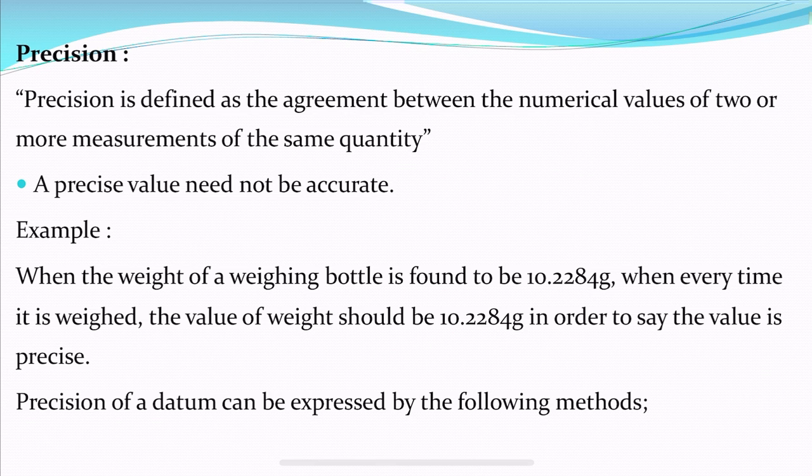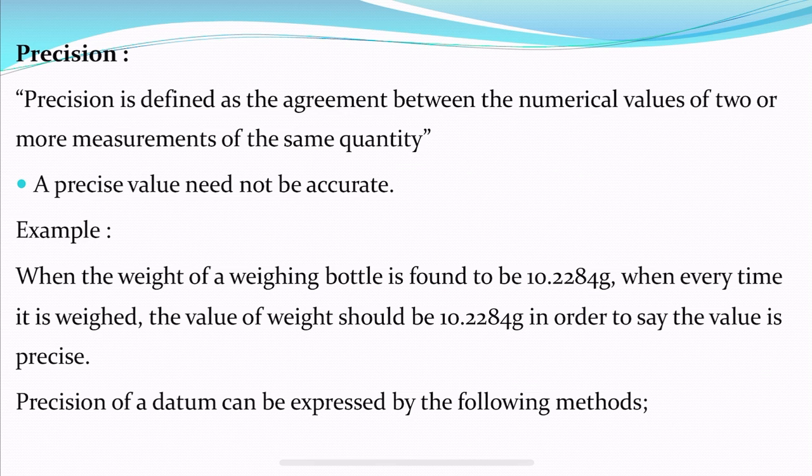And then we understood what is accuracy. The accuracy of the measured value may be defined as the nearness of the measured value to the expected or true value. Later on we stopped at understanding what is meant by precision, where precision is the agreement between the numerical values of two or more measurements of the same quantity.